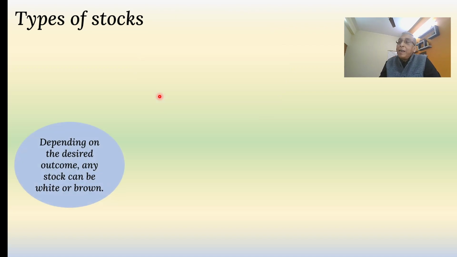Depending on the desired outcome, any stock can be white or brown. Whether you use chicken, lamb, mutton, veal, anything you use, it can become a white stock or a brown stock depending on your purpose, the flavor profile.